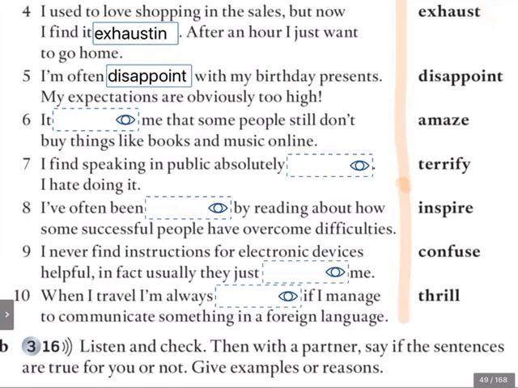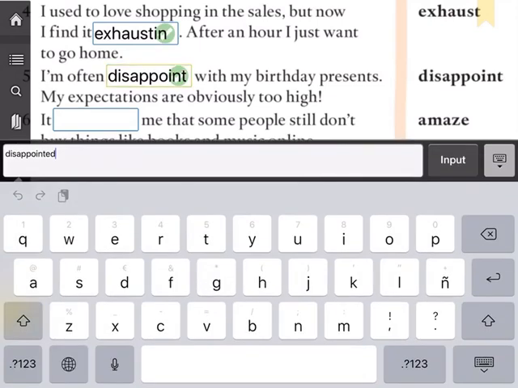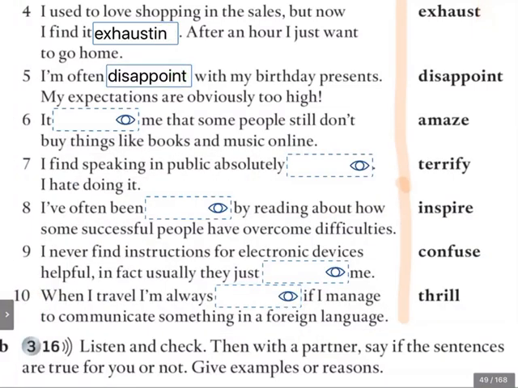Let's see. I'm often, again, it doesn't fit, but we can fix that. Don't worry. I am, what do you think? Disappointed, ed. I'm often disappointed with my birthday presents, no? My expectations are obviously too high. Now what about number 6?